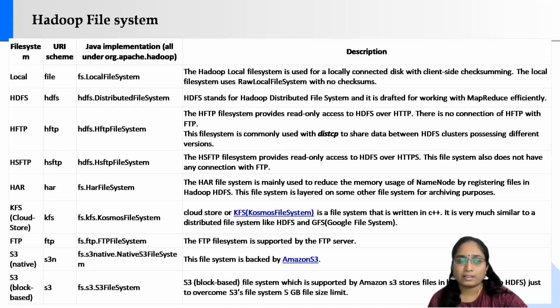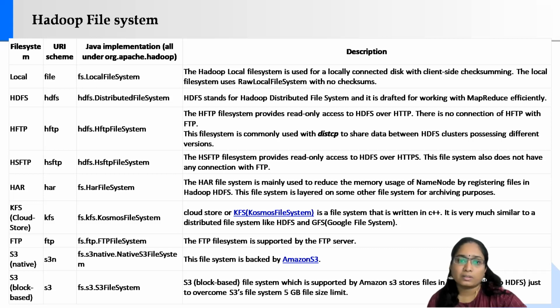So what are the different file systems? One is the local file system, then the Hadoop Distributed File System, HFTP, which is the HTTP-based file system of Hadoop, HSFTP, HAR, KFS, CloudStore, FTP, and S3 block-based. So these are the different file systems. The local file system is connected with the disk and uses client-side checksum. HDFS we already discussed: it is the Hadoop Distributed File System with two parts, the name node and data node, mainly for storage and processing.